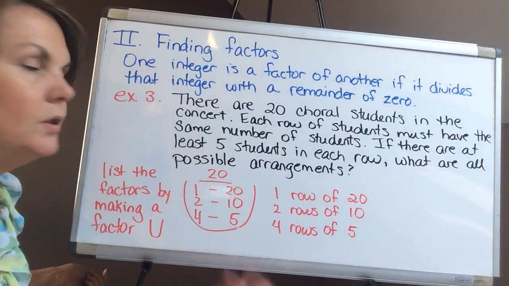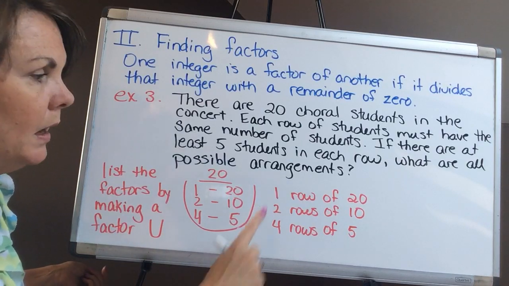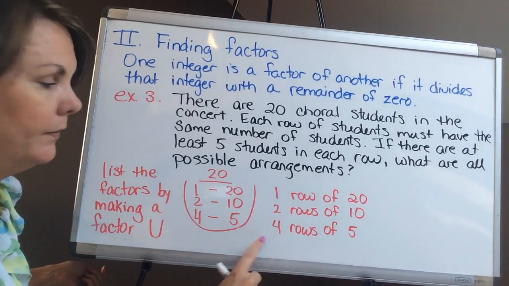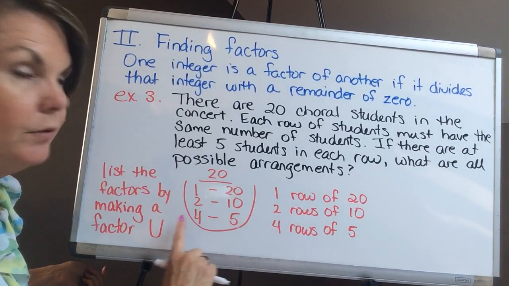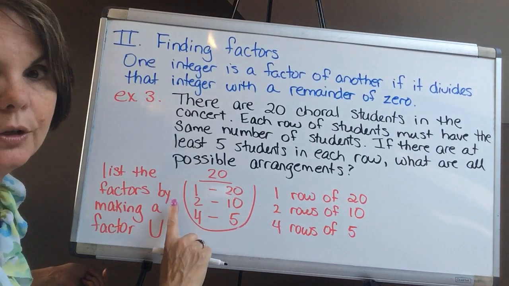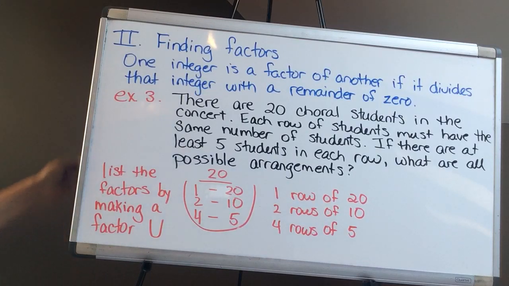Draw your U. So what combinations could I have? Remember, we must have at least 5 students in each row. I could do 1 row with 20, 2 rows of 10, 4 rows of 5. I could reverse these and say 5 rows of 4, but I don't have at least 5. Likewise, I can't say 10 rows of 2 because there was that one restriction on there. I must have at least 5 students in each row.